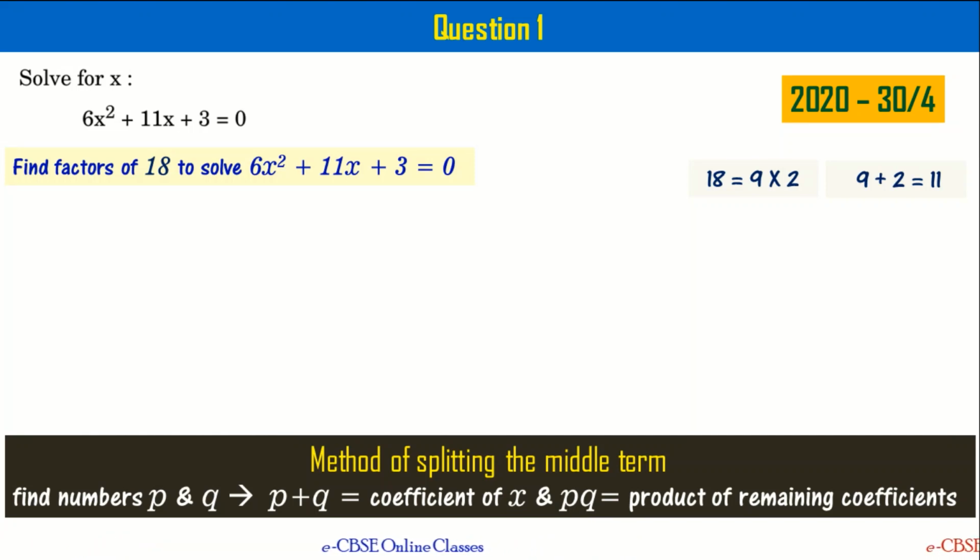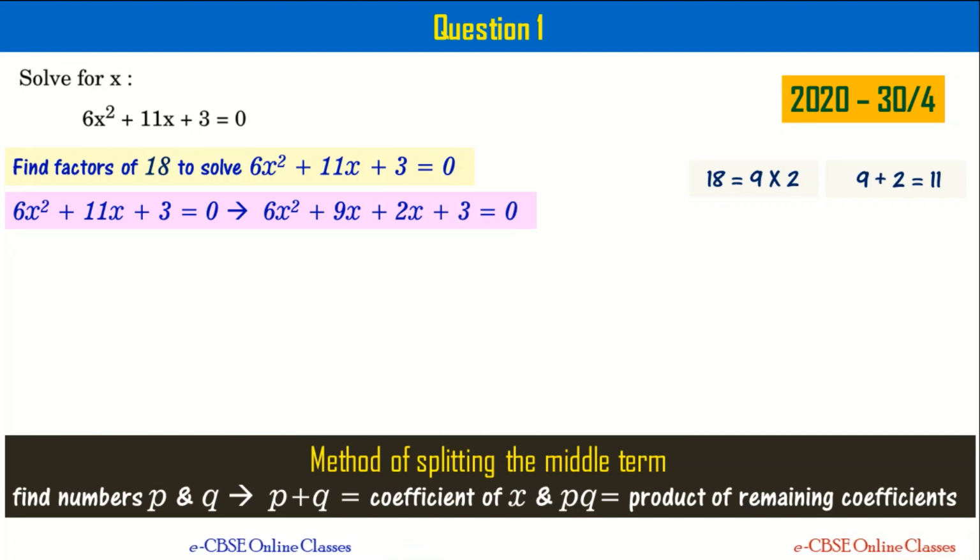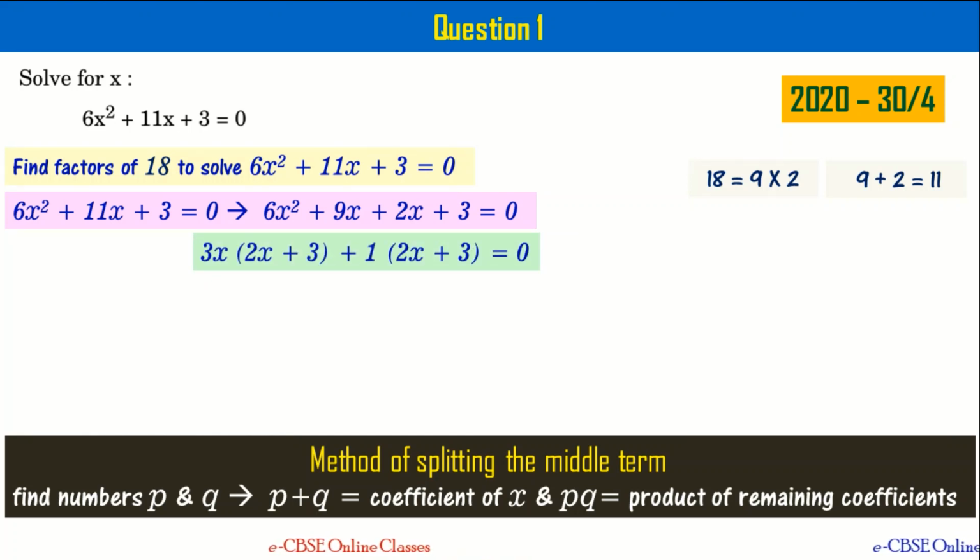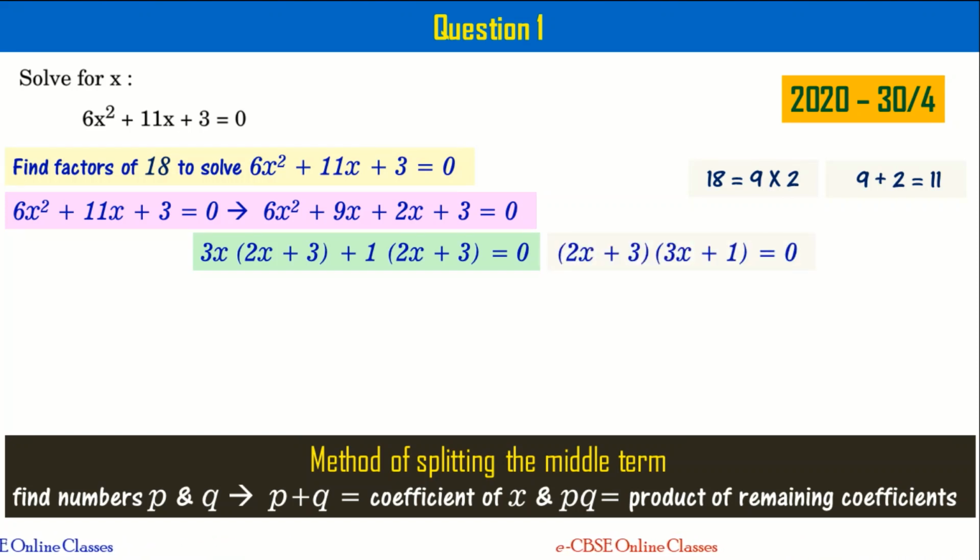We can expand that middle term such that you can write the given equation as 6x squared plus 9x plus 2x plus 3 equal to 0. If you take 3x as common factor from the first two terms and 1 as the common factor from the last two terms, you can write the previous expression as 3x times (2x plus 3) plus 1 times (2x plus 3) equal to 0, right? So let's take 2x plus 3 as common factor, then it can be written as (2x plus 3) times (3x plus 1) equal to 0.